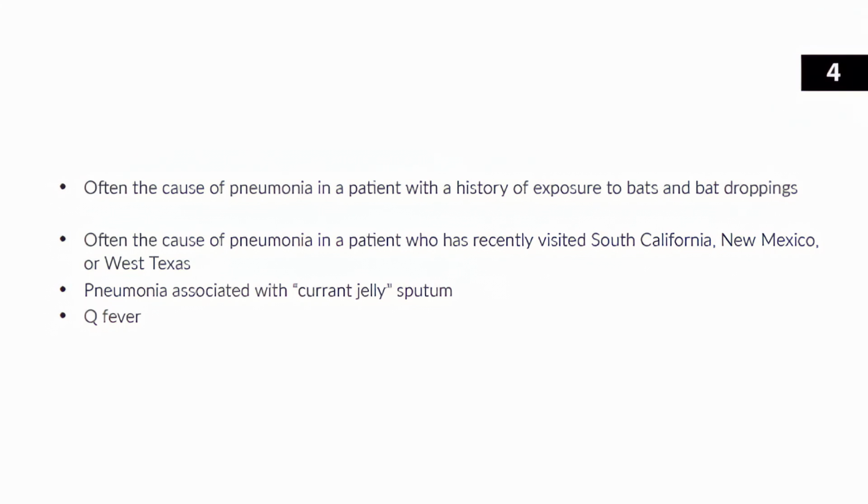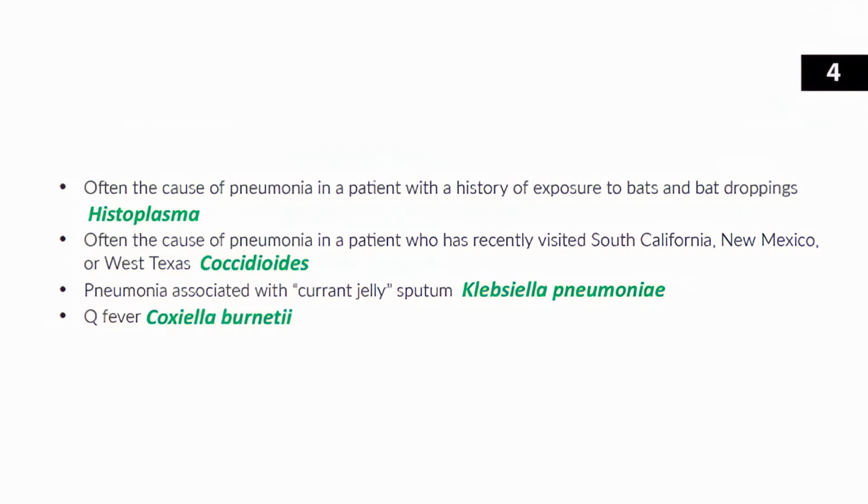Next, we have often the cause of pneumonia in a patient with a history of exposure to bats and bat droppings. That's going to be Histoplasma. Next, we have often the cause of pneumonia in a patient who has recently visited Southern California, New Mexico, West Texas. That's going to be Coccidioides. Next, we have pneumonia associated with currant jelly sputum. That's going to be Klebsiella again. Q fever. That's going to be caused by Coxiella burnetii.